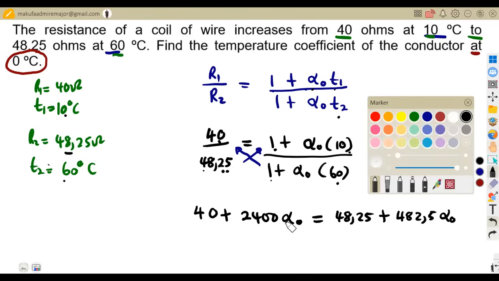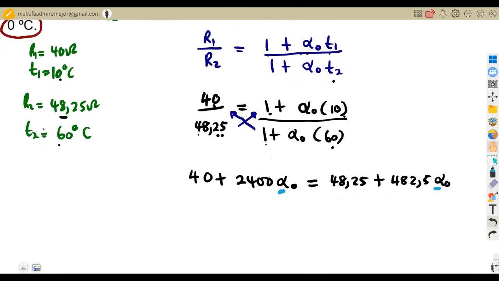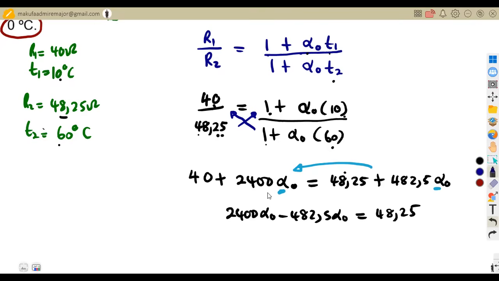So what we need is to calculate this temperature coefficient of resistance at 0 degrees Celsius. So we're going to collect our terms. We can transpose this to the other hand so that it can be a negative on this part. That's 2,400 alpha naught minus 482.5 alpha naught. And this side, we are going to remain with 48.25. We transpose the 40 to the other side so that it can be a negative on this side here. So simplify, you're going to have 1,917.5 alpha naught in this case.